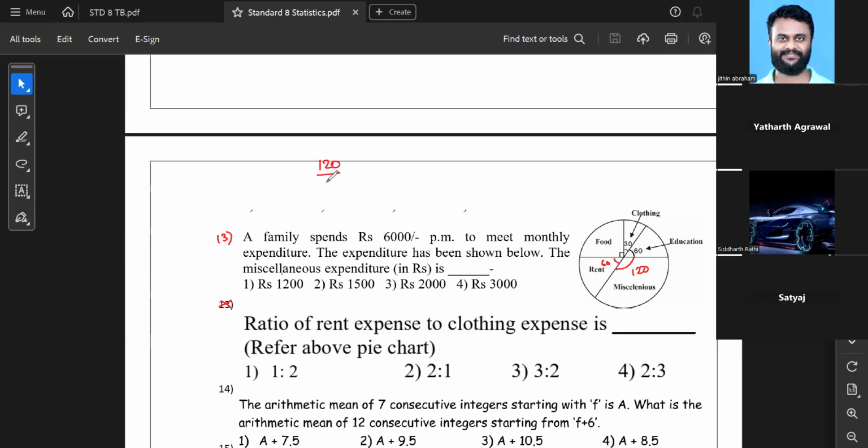Sir, how did you get 120, the rent as 60? Because they are vertically opposite angles. This angle and this angle, they are vertically opposite angles. Okay, sir.